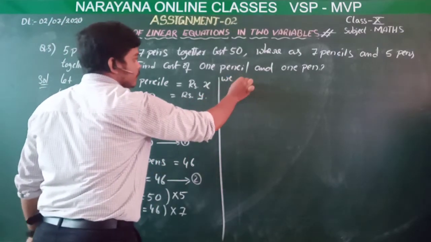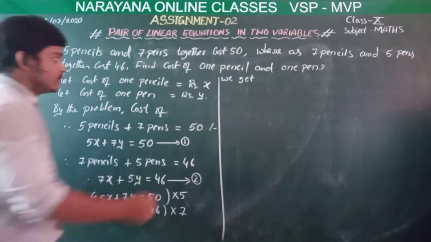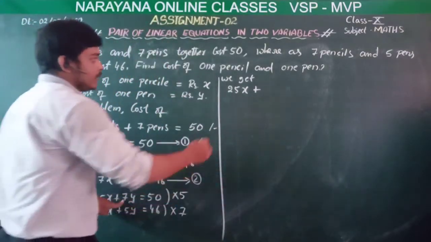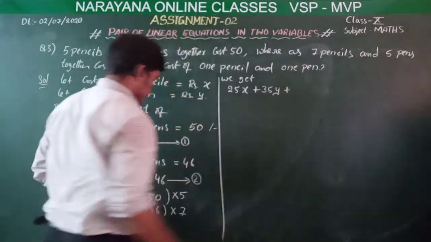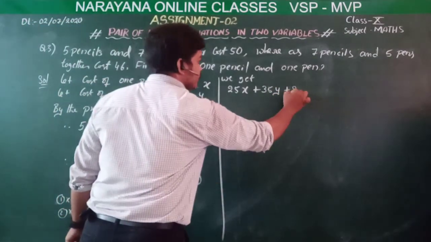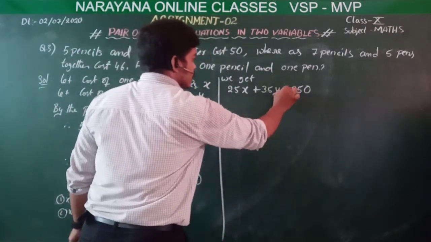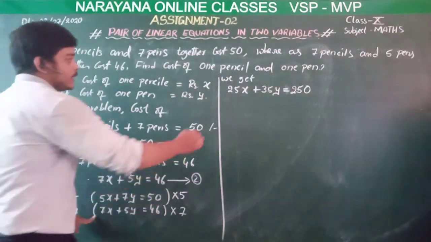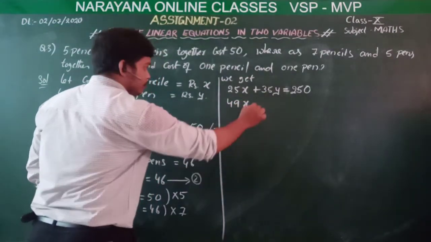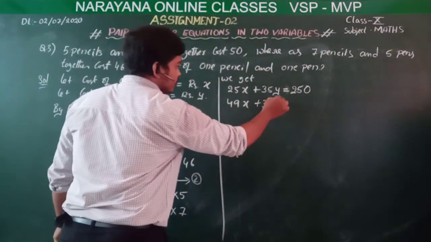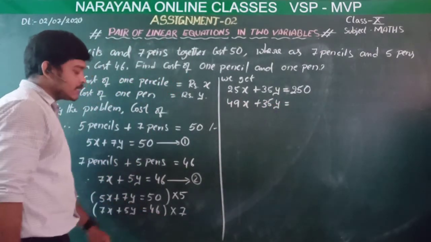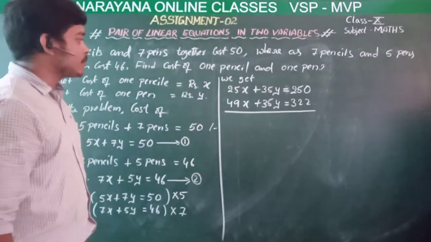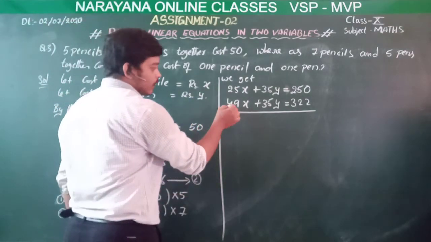Then we get 5 5s are 25 into x plus 5 7s are 35 into y is equal to 5 50s are 250. Again, equation 2 is multiplied by 7: 7 7s are 49x plus 7 5s are 35y is equal to 7 46s are 322. See children, now I am solving these two equations, so we are subtracting equation 2 from equation 1. Now the signs change.